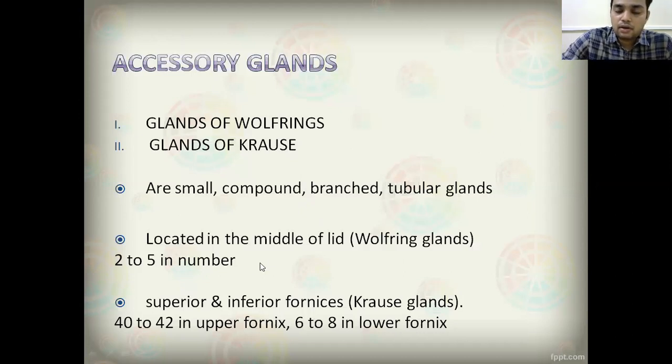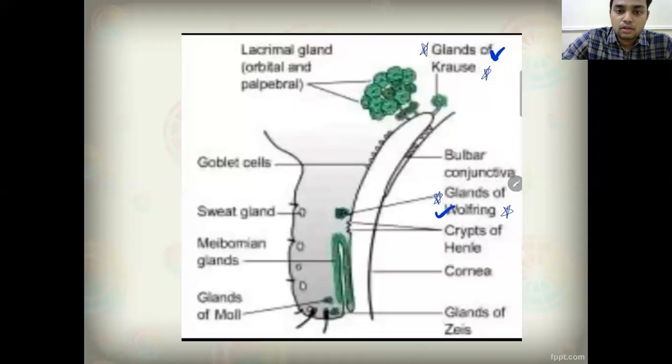The glands of Wolfring are around 2 to 5 in number, whereas the glands of Krause are 42 in number in the upper fornix and 6 to 8 in number in the lower fornix. So compared to the glands of Wolfring, the number of Krause glands is more. So this is about the accessory lacrimal glands. There are 2 in number, glands of Wolfring in the middle of the eyelid and glands of Krause at the fornices. So we have 3 glands: the main lacrimal gland, which has 2 parts, orbital part and palpebral part, and the other 2 accessory lacrimal glands, the glands of Wolfring and glands of Krause.